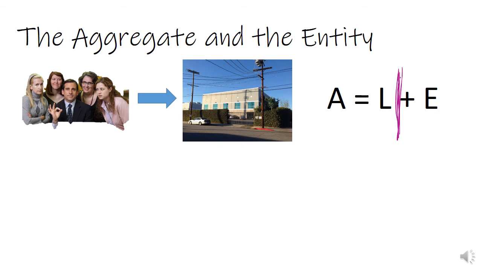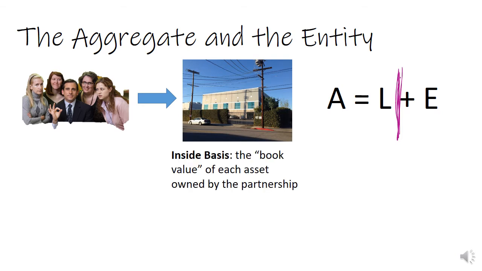Now we can think of the aggregate and the entity using the accounting equation that you learned in your very first accounting class. Assets equal liabilities plus equity. But instead of thinking about this from the accounting equation perspective, we're going to think about this from the perspective of the inside basis, which is the assets and the liabilities that comprise the partnership and are owned by the partnership, and the outside basis, which is each partner's individual basis in the partnership. What they put in to the partnership is equal to the assets within the partnership.